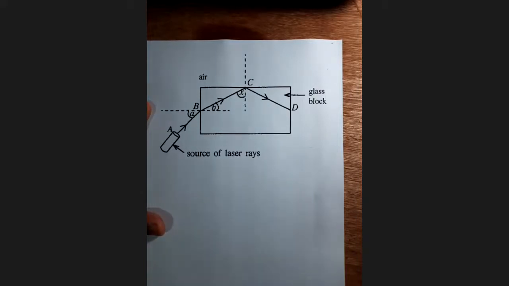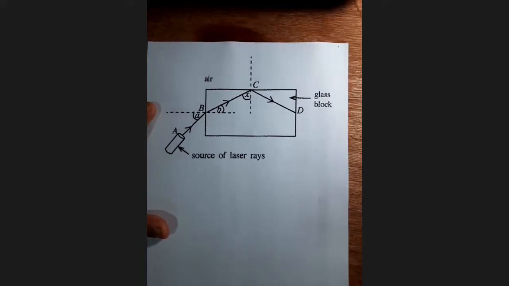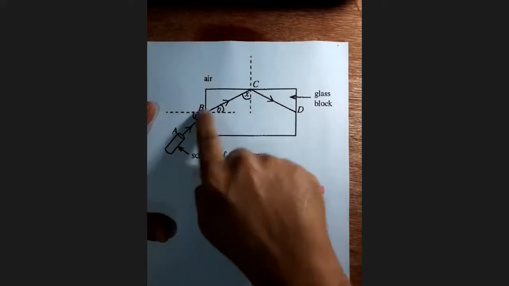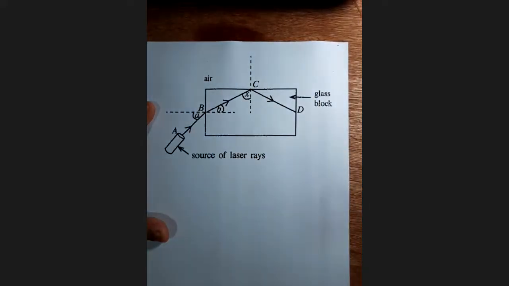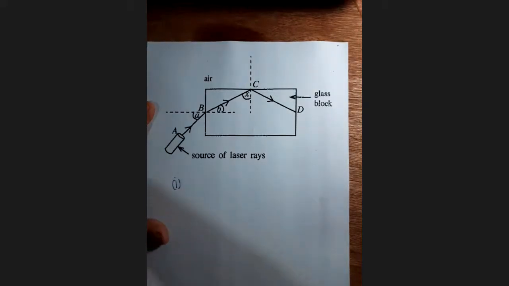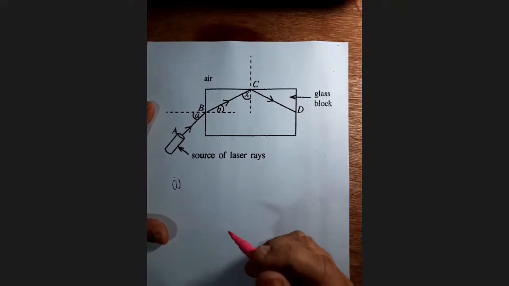2018 fourth structure question has an A part and a B part. In the A part, this diagram is given, pointing to a laser ray and a glass block. Question number 1: by what name is the phenomenon known to which the ray is subjected after falling on point B?